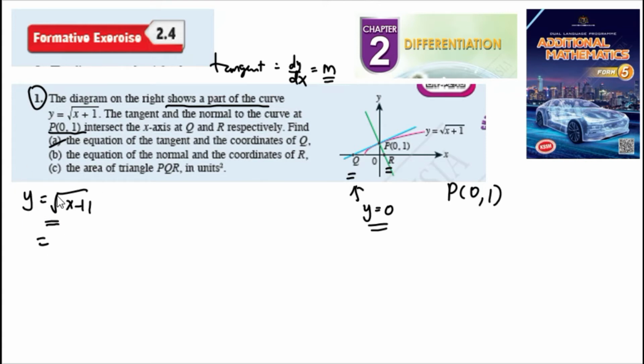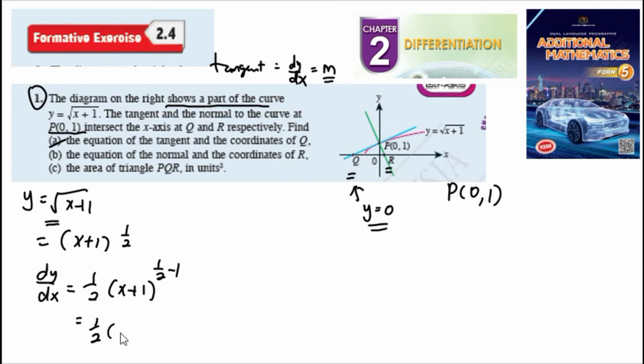So to differentiate, we bring the power out. So (x plus 1) to the power of half. So dy over dx is equal to, we bring the power forward, half (x plus 1), and then we minus the power by 1. So here we get half (x plus 1) to the power of negative half, which is equal to 1 over 2 (x plus 1) to the power of half, which is equal to 1 over 2 square root of (x plus 1). So this is dy over dx.